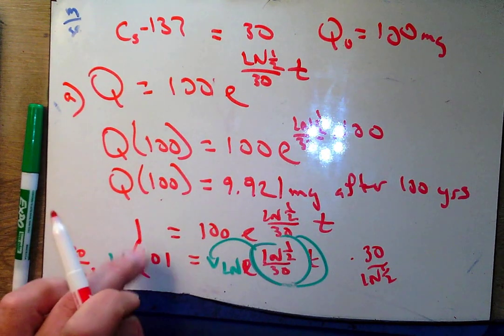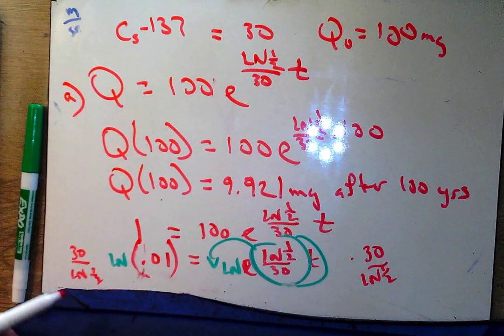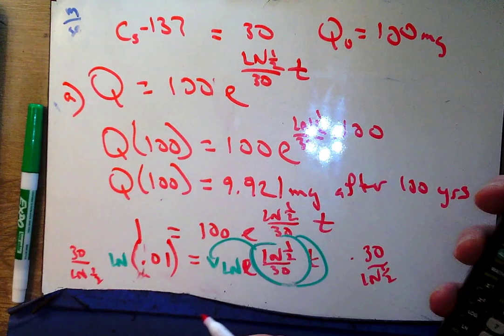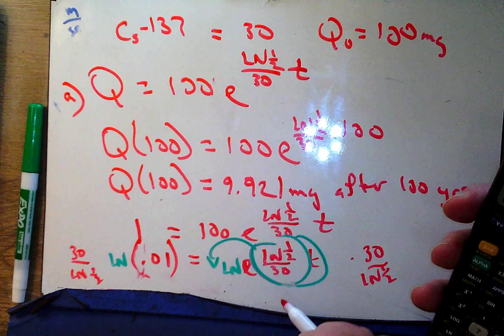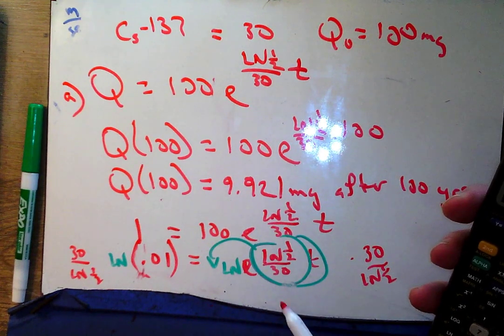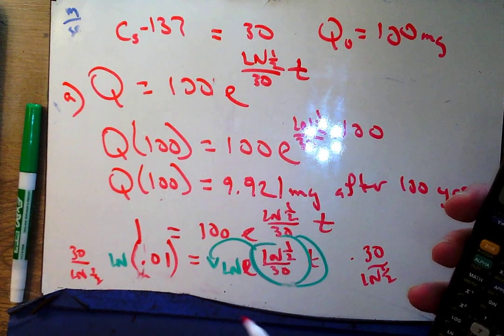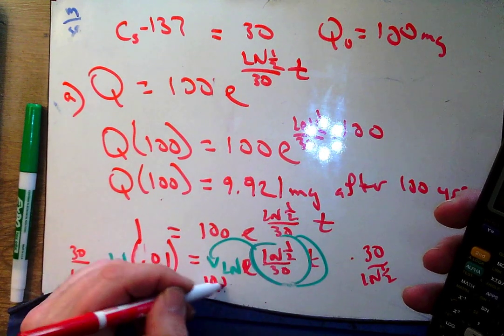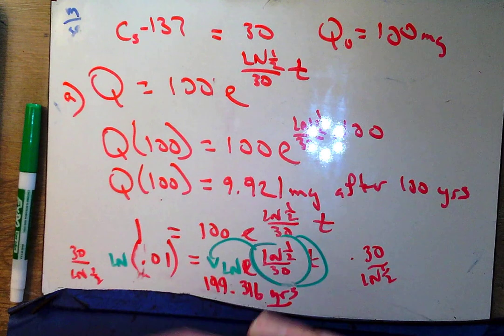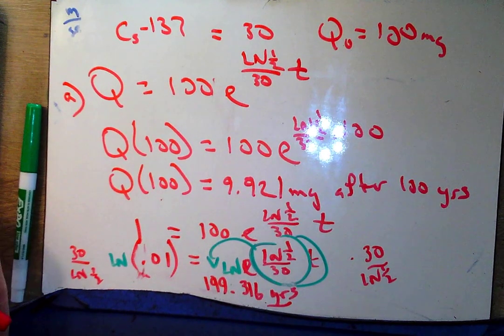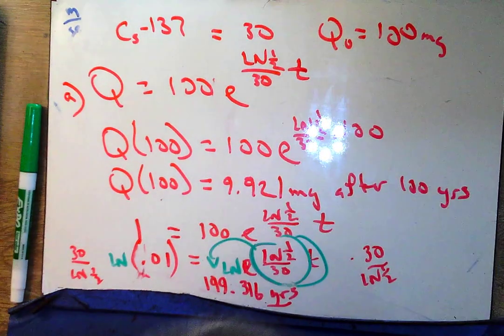Perfect. Okay, so ln 0.01 divided by ln of 0.5. I want that times 30. I get 199.316 years. Okay. Now that was station 3. No, 4. Station 4 is done. Let's take a look at station 5. There are, I believe, 12 stations here.